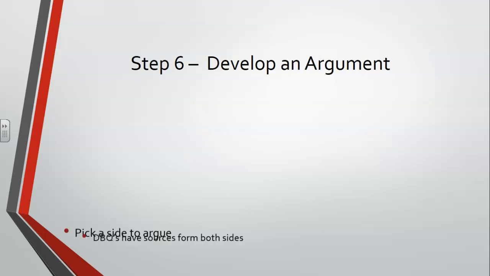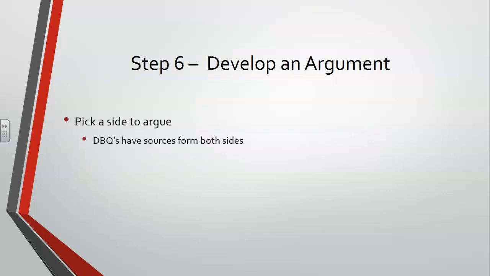And then step number 6, you need to develop an argument. You need to pick a side to argue. DBQs are going to have sources from both sides of the issue. Okay, you're not going to have a DBQ ever that's going to be just middle of the road sources. It's going to have information on both sides of the issue. You need to look at the bias that each source is presented with, and you need to come up with an argument on one side of those.